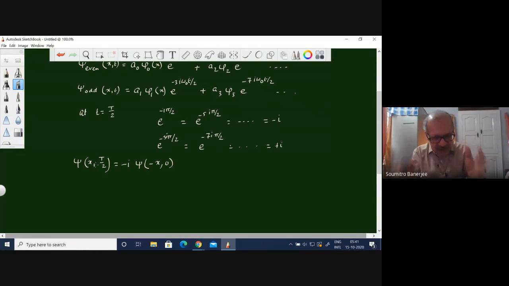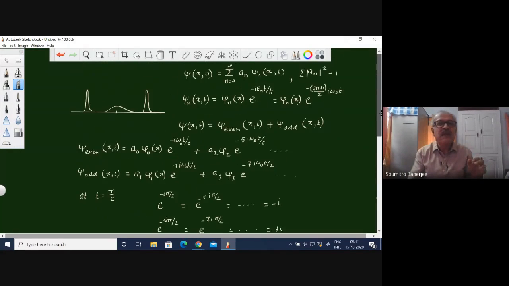So this is something that you can easily calculate on your own and conclude that if at time 0 it was here, at time t by 2 it will be exactly a mirror image of that, identical, only in the plus x direction. So that is what is expected from theory.